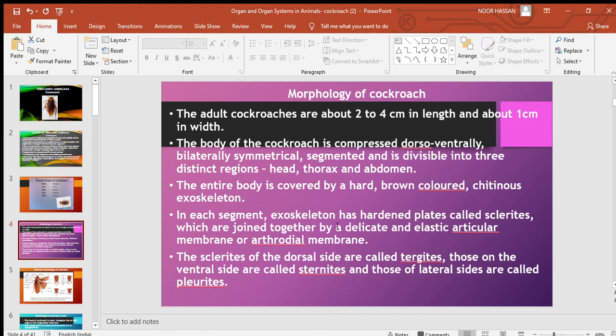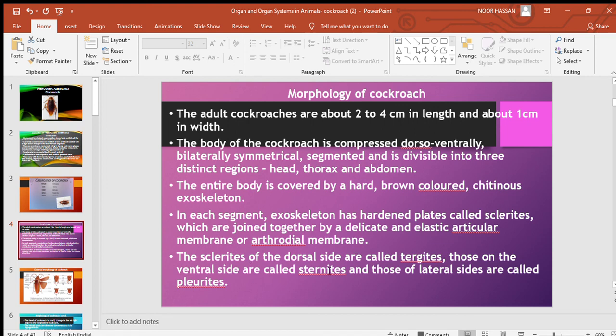The exoskeleton in cockroaches is made of hard plates which are called sclerites. These sclerites are joined together by a delicate and elastic articular membrane or arthrodial membrane. That is, the plates, sclerites, are joined together by a delicate and elastic articular membrane or arthrodial membrane.